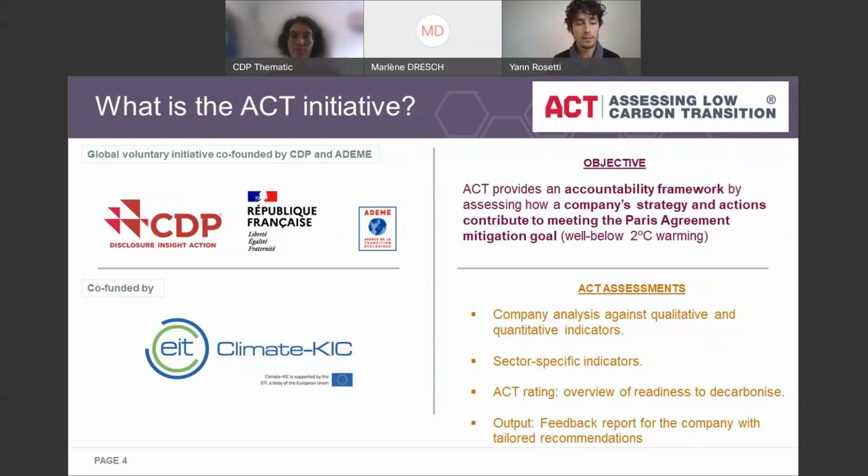And a bit more in detail about the ACT assessments. We'll see that the company analysis is made against qualitative and quantitative indicators. We'll have a few words about this. We are also using sector-specific indicators. And the ACT rating is giving an overview of the readiness of companies to decarbonize their activities. So the final output of the ACT assessment is a feedback report for the companies with tailored recommendations depending on the rating they just obtained.